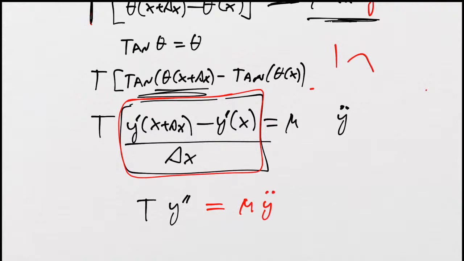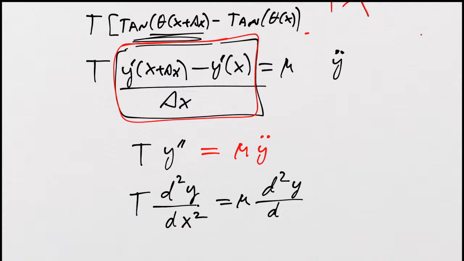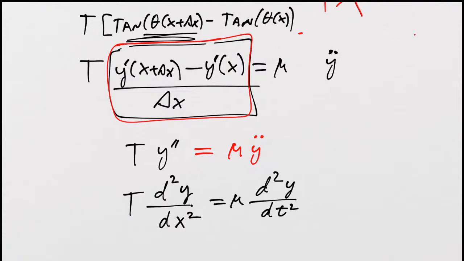If we write this out fully, we end up with T d squared y dx squared equals mu d squared y dt squared, right? And the final form that was usually used, I think they keep the T and divide by mu like that, and that's it. That's the final wave equation.